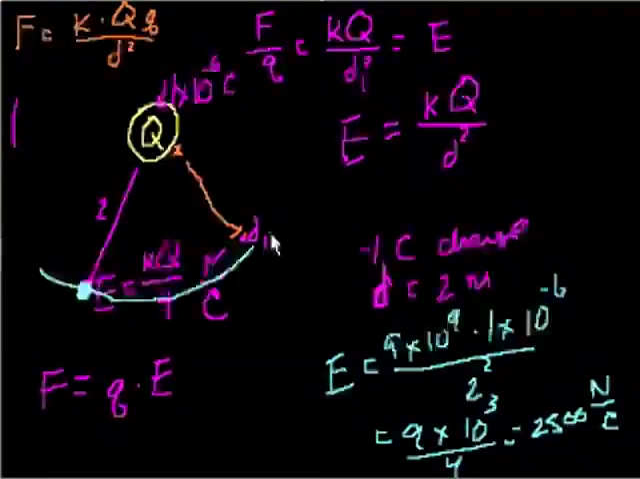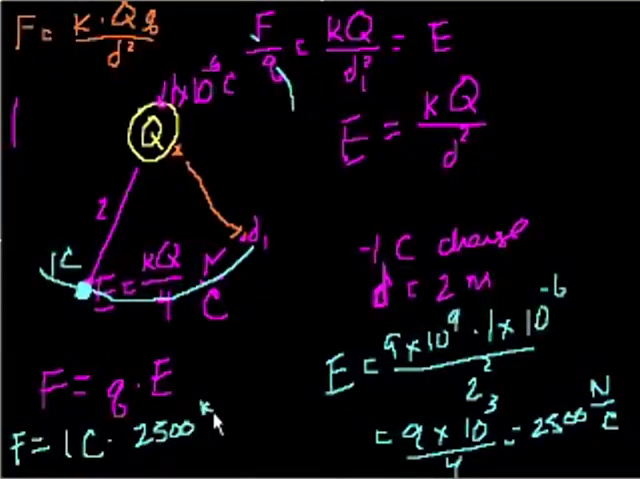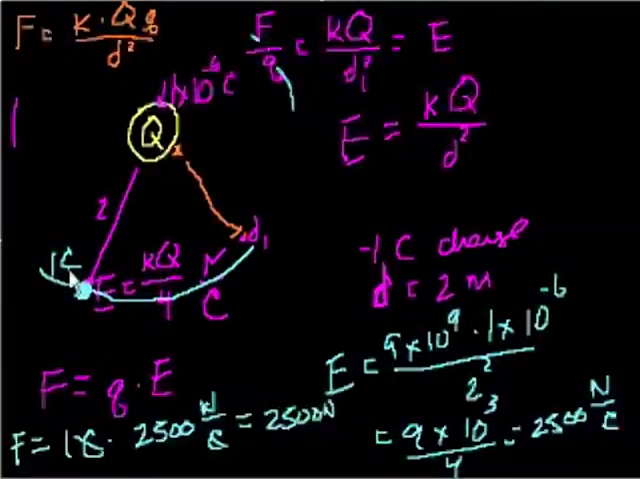So we know that this is generating a field that, at a radius of 2 meters, so roughly that whole circle around it, if I were to place a 1 coulomb charge here, the force exerted on that 1 coulomb charge is going to be equal to 1 coulomb times the electric field, 2,500 newtons per coulomb. So the coulombs cancel out, and you'll have 2,500 newtons, which is a lot. And that's because one coulomb is a very, very large charge.